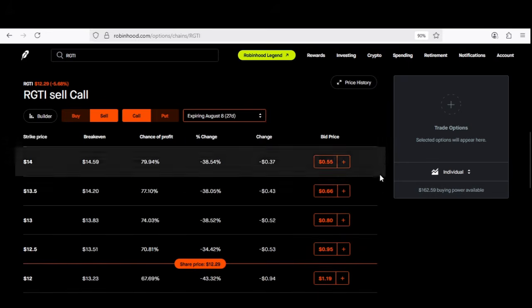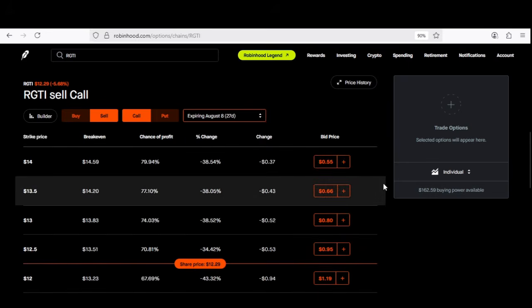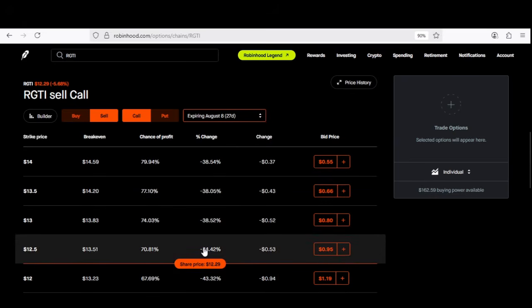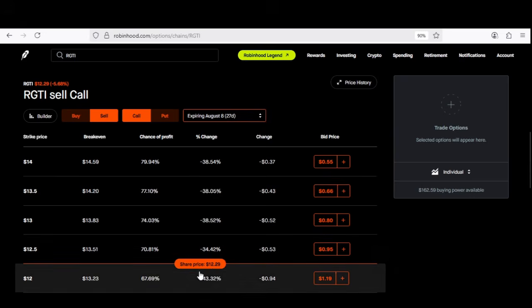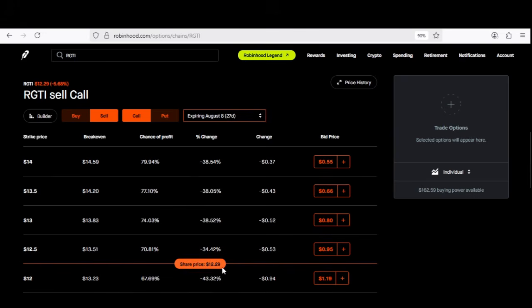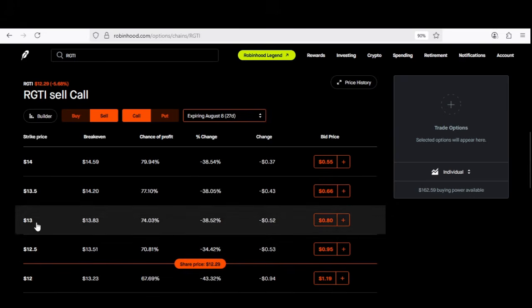Let's go ahead and select that. Now, what we're going to do is choose a strike price really close to the money. The money simply means the current share price that the stock is trading at. So we're going to be going with the $13 strike price right here.